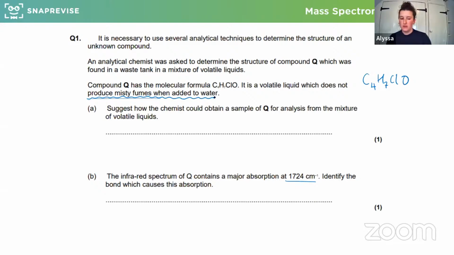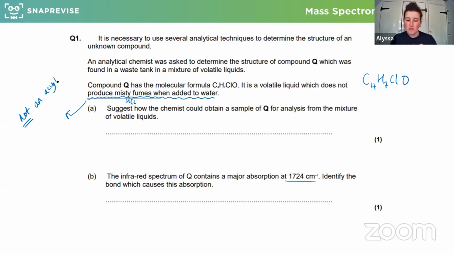Does anybody know? One of the, I think, more interesting, more exciting functional groups that we learn about at A-level chemistry, one of them is particularly good at producing HCl, which is our misty fumes, when added to water. And that is, well done, really nice, our acyl chloride. So we know that it is not an acyl chloride.